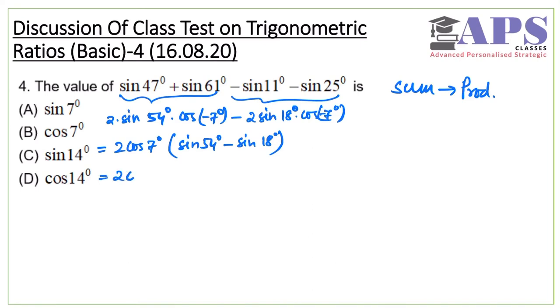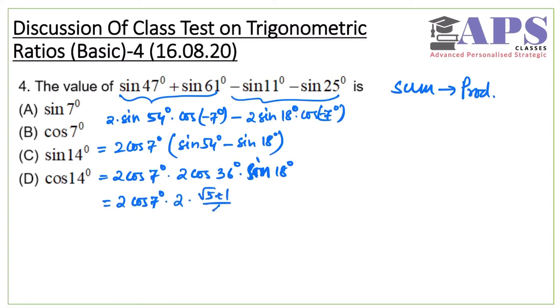Those values can be directly used here if we remember. Okay, so if we don't remember, we can use the sin C minus sin D formula again. There will be 2 cos of (C plus D) by 2, which is 36 degree, into sin of (C minus D) by 2, which is 18 degree. So now we can apply the values of cos 36 and sin 18. If you remember, cos 36 is (root 5 plus 1) by 4, and sin 18 is (root 5 minus 1) by 4. Okay, so this is now easy to solve.